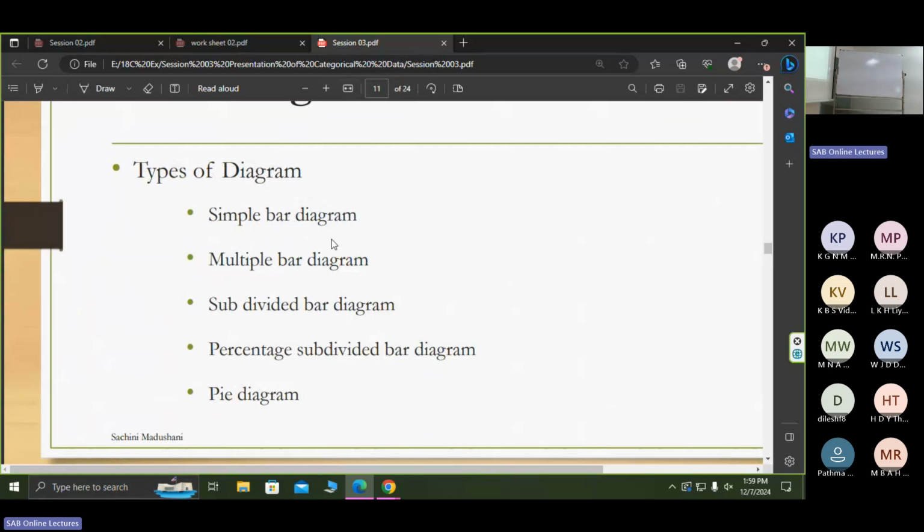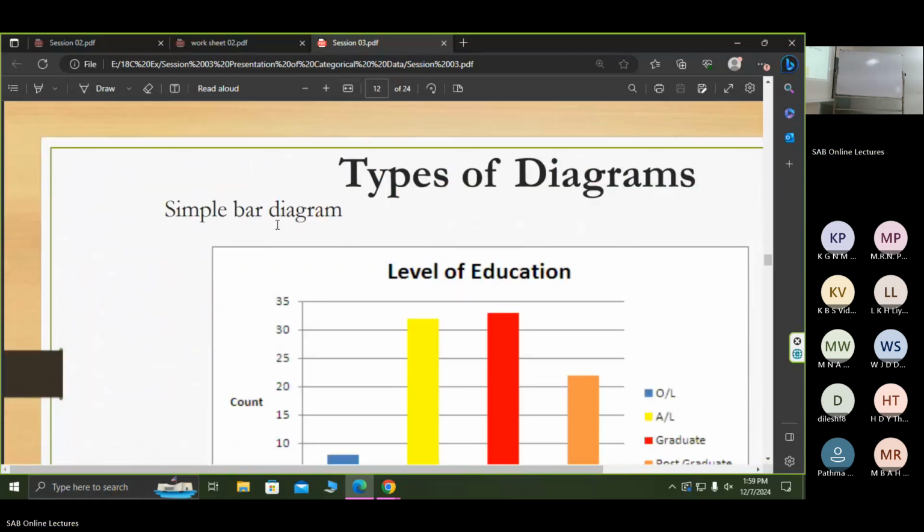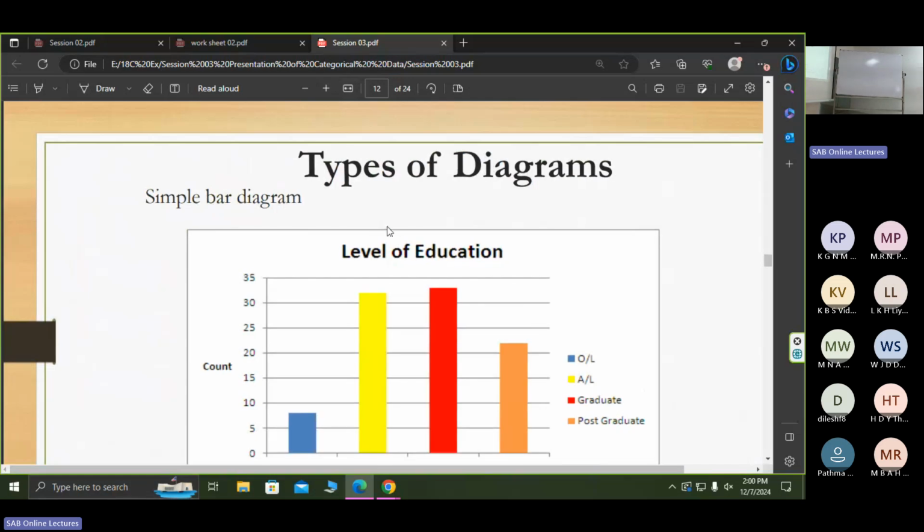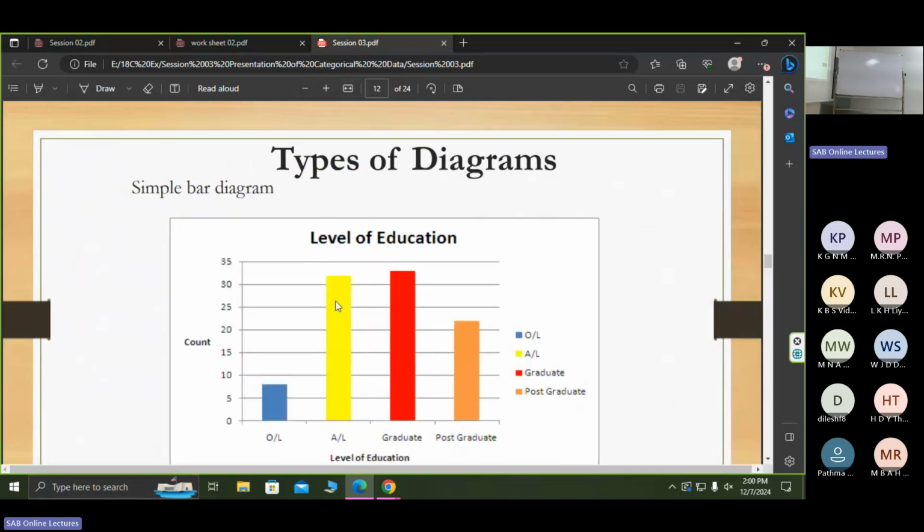Okay, the thing we need to study is when we use each type of diagram, when we use simple bar chart, multiple bar chart. Then moving to the first one, simple bar chart. Normally we use the simple bar chart to represent only one categorical variable. Clear? If we have only one categorical variable, then we can use the simple bar chart to present it.